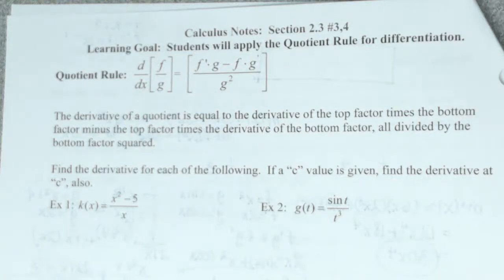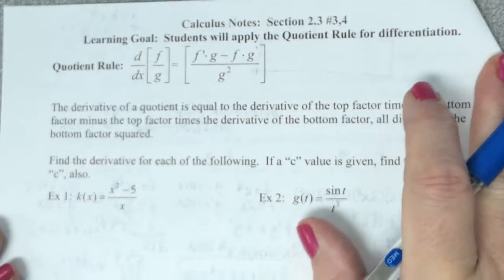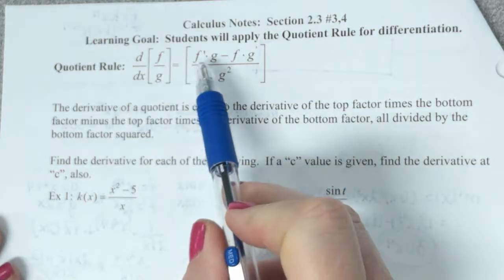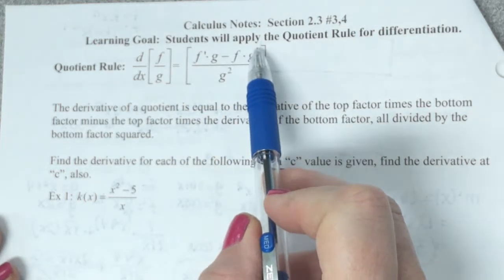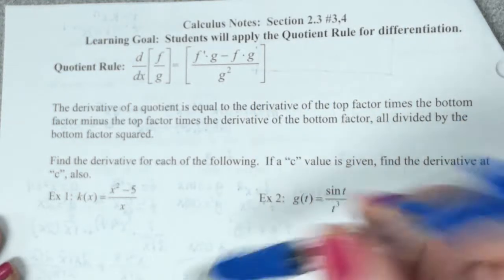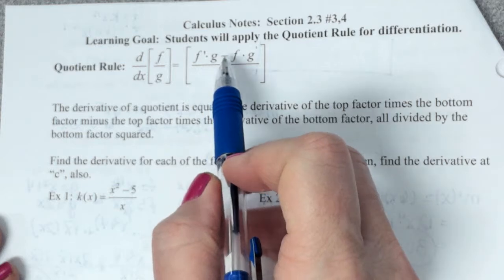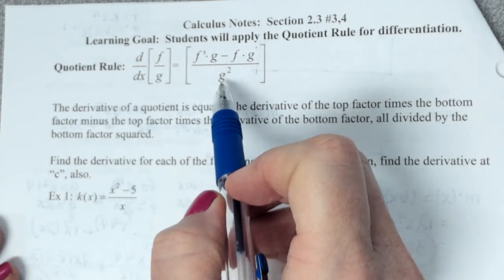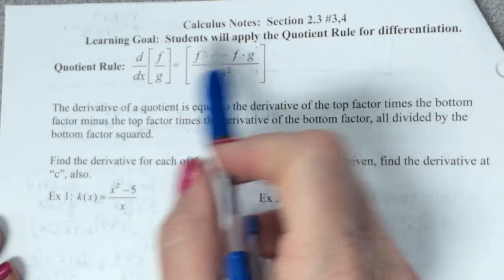Okay, so today we're still in section 2.3, but we are going to talk about the quotient rule. How is the quotient rule the same and different from the product rule? If you remember the product rule, it was f prime g plus f g prime. The quotient rule is very similar, except it goes f prime g minus f g prime, and we have to divide by g squared.